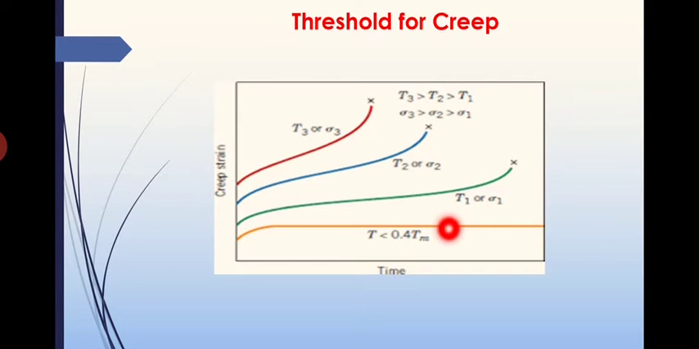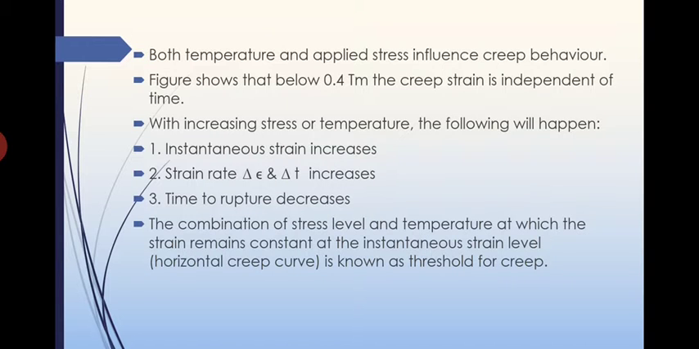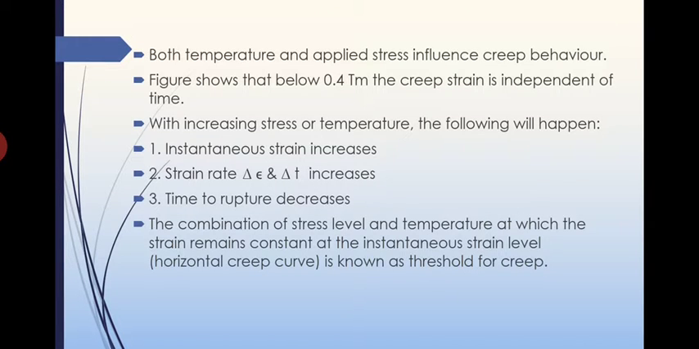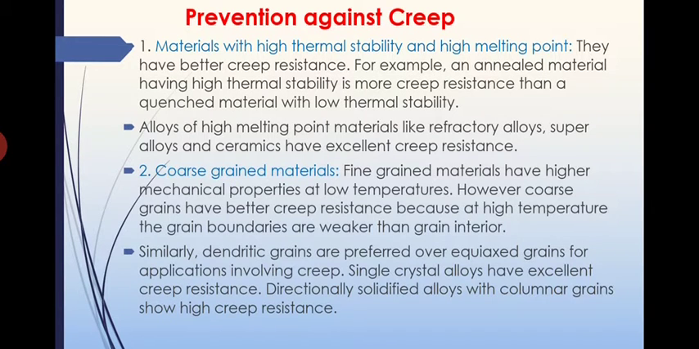So within this curve, there will be a particular region where the strain remains constant. You can see here the strain remains constant means this line has to be horizontal. But for all these curves, there is no horizontal portion, but still you can identify a small portion within the curve where the curve will be almost horizontal. That means strain remains constant. So that particular portion is known as the threshold for creep. Okay, so that is the definition. It is there in your syllabus, that's why it is included in the presentation.